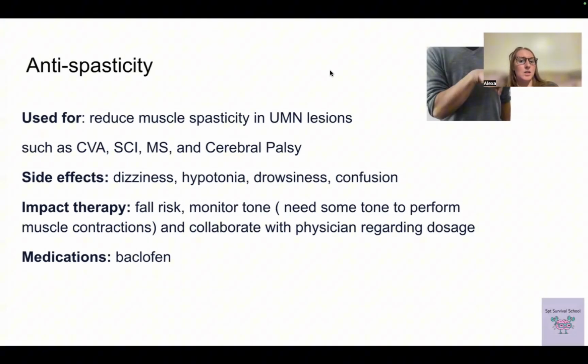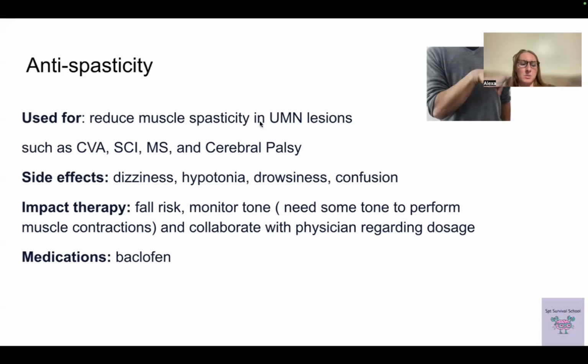Some side effects are dizziness, hypotonia, drowsiness, and confusion. So kind of this triple threat here, dizziness, drowsiness, and confusion. They can make the patient more of a fall risk. Also monitoring tone, so that's an impact on therapy.